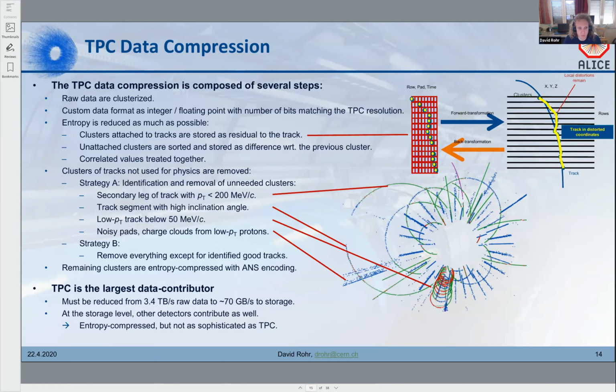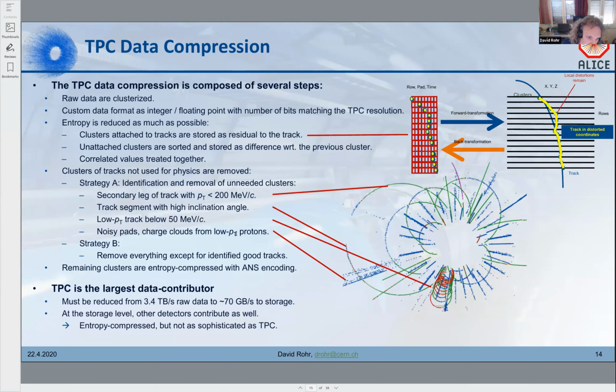The next stage is to remove clusters that are not used for physics. There are examples here, an event display, and you see several candidates that we want to remove. I'm not going into details here, but basically these are tracks that will be rejected for physics analysis anyway, so we can remove them already before we store the data, so we save the space.